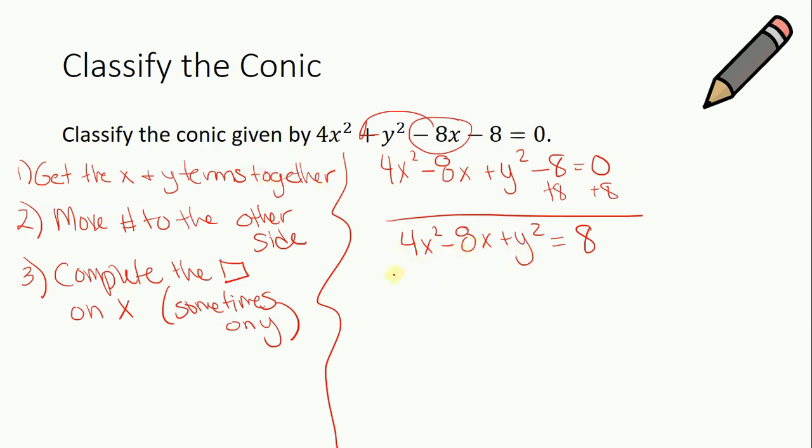So let's go ahead and group those guys. So I got 4x squared minus 8x plus y squared equals 8. Now notice, guys, I do have a 4 here. I need to complete this piece right here. I need to do completing the square on this piece. I have a 4 there, so let's factor it out. So I'll have 4 times x squared minus 2x plus blank.